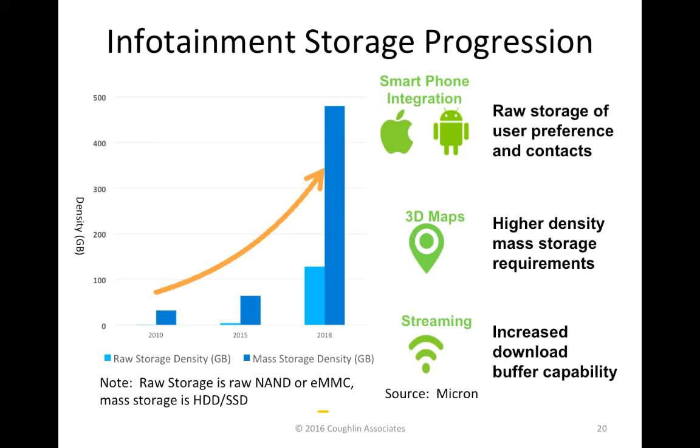This is being driven by integration with phones and other wearable devices we talked about earlier, and the assumption of user preferences and contacts, again, to personalize your car. Also, perhaps a movement to 3D maps, which should have higher density storage requirements, and streaming of content requiring buffering capabilities.